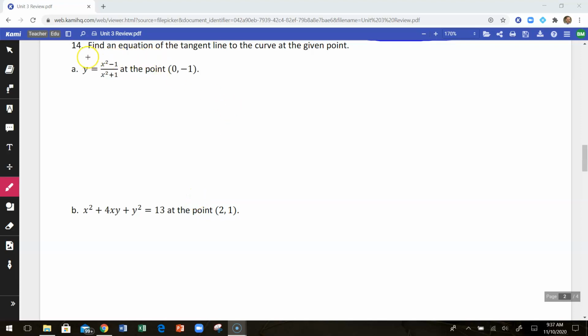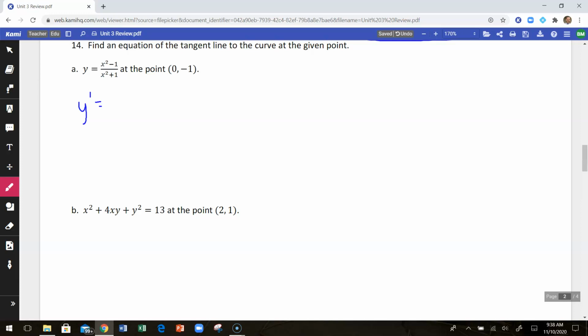In this video I'm going to look at just number 14. So the directions on 14 are to find the equation of the tangent line to the curve at the given point. So the first step is to find the derivative. The derivative will help us find the slope of the tangent line, and then we'll use the point to find that exact slope and then write our equation. So step 1, find the derivative.